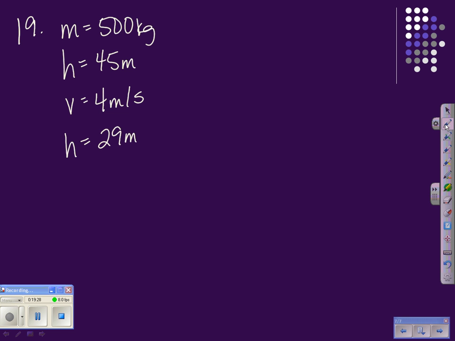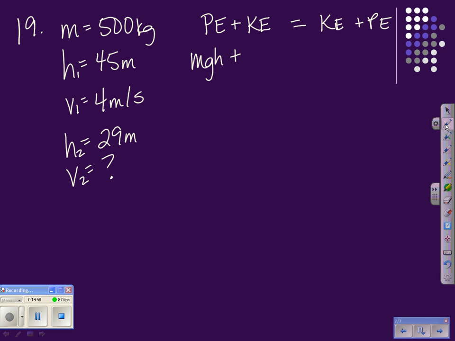Here's the issue. At the top of the first hill we'll have potential energy, but this time we're going to have added kinetic energy because it's got a speed when it gets there. That's going to have to equal the kinetic energy plus the potential energy of the second hill. So we want to find the velocity at the second hill. These are all my 1s and these are all my 2s, and that's what I'm finding. So I have mgh plus mv squared over 2 equals mv squared over 2 plus mgh.